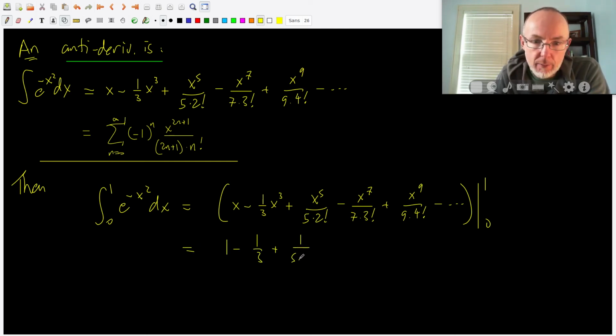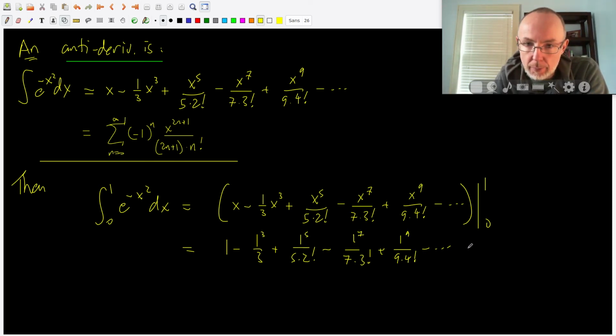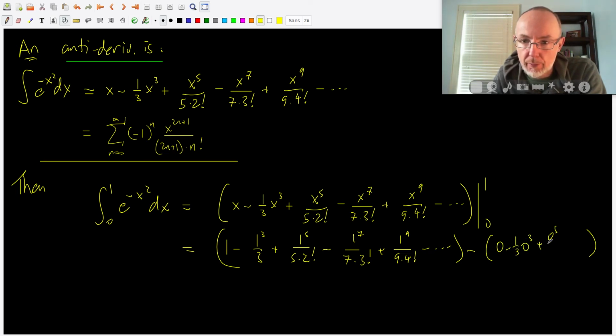Right? And it's even easier if I've done it using the general formula, because you can see all the x's are just, I'm literally plugging in 1 here. 3 factorial plus 1 to the 9 over 9 times 4 factorial plus, well, that'd be a negative actually, dot, dot, dot. You know, if you like, this is 1 cubed, this is 1 to the 5, and this is 1 to the 7, and this is 1 to the 9. And then I'm going to plug in 0. What happens when I plug in 0? Well, you get 0 minus 1/3, 0 cubed plus 0 to the 5 over, what is it, 5 times 2 factorial minus dot, dot, dot.